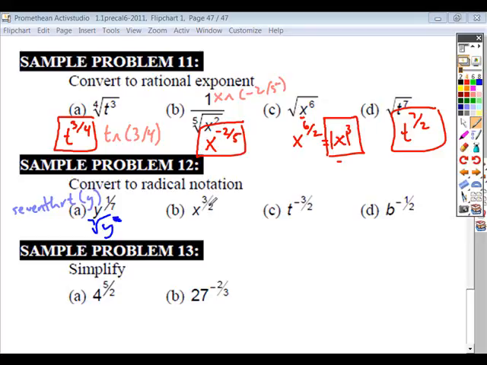The next one, it's the same idea. You don't have to simplify your radical. You just need to take your radical base of x to the power of 3, index of 2. So even though the simplified form is x times the square root of x, you don't need to write that. Just leave it in this form, which is fine for converting.